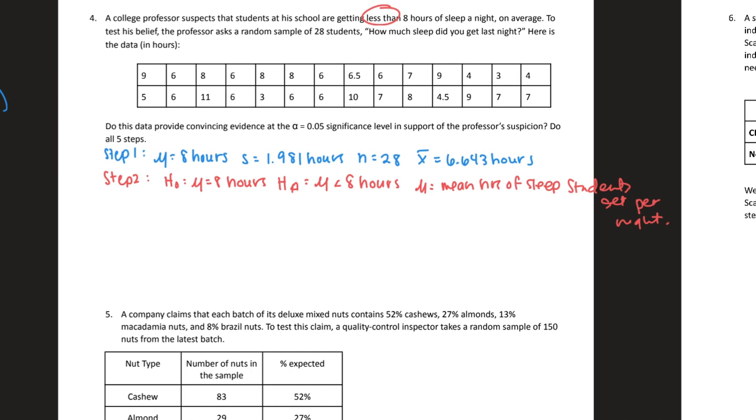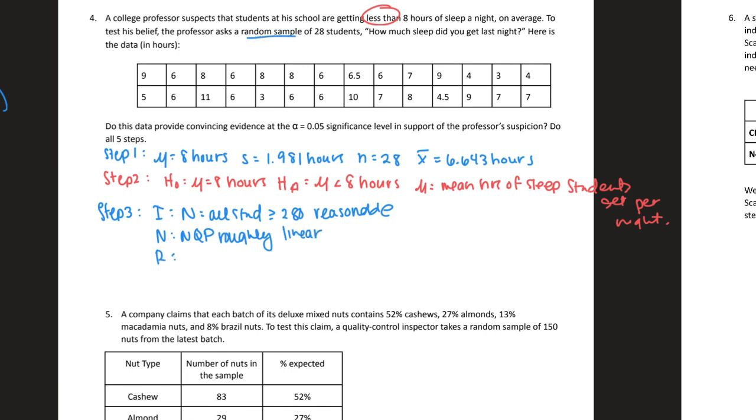All right, step 3 are our conditions. So the independent condition is big N, which is all students, is greater than or equal to 10 times little n, so 280. That's reasonable to assume. Our sample size, 28, is not greater than or equal to 30, so we're going to look at our normal quantile plot. So when we put this data into GeoGebra, the normal quantile plot is roughly linear. And then for the random condition, it does say a random sample, so that's stated.